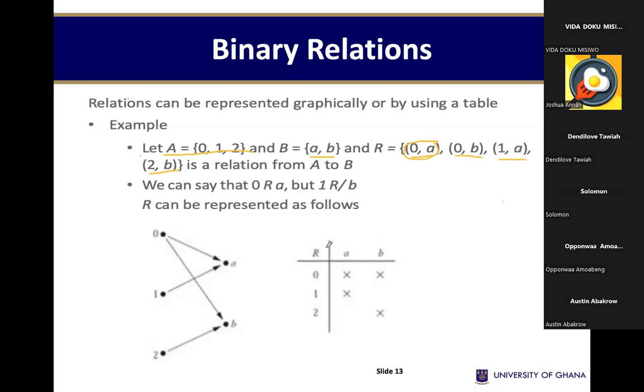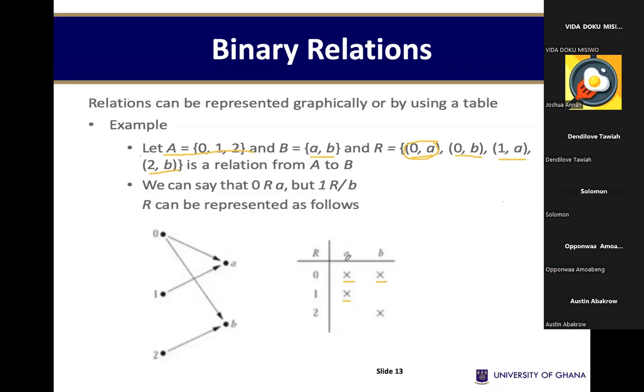Now, in terms of tabular form, we can also have this. We can have our 0, 1, 2 from the set A, A and B from the set B. Then if there's a common intersection between 0 and A, which is true, we can represent it here. Is there anything like 0 and B? Yes, we can put it here. Is there anything like 1 and A? Yes, we can place it here. Is there anything like 1 and B? No, that's why there's nothing there, because if you check the relation, there's nothing like 1 and B.